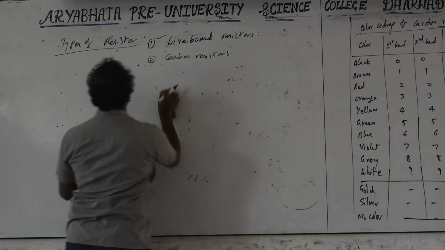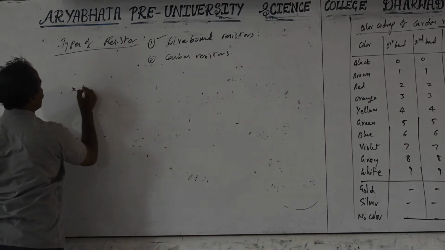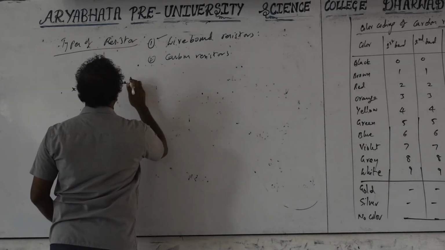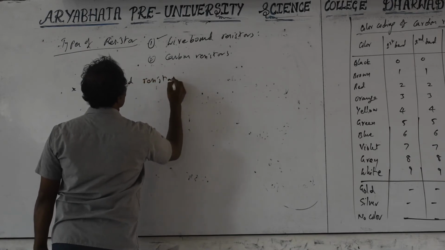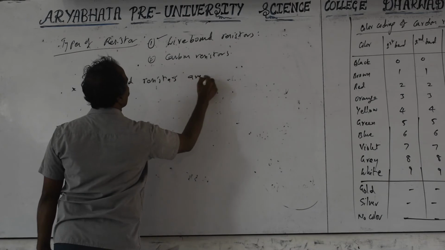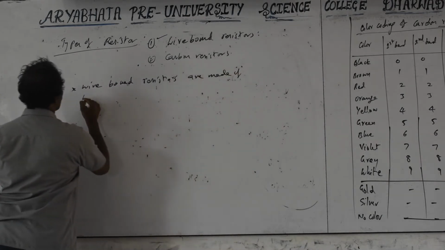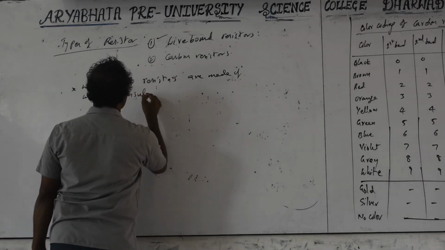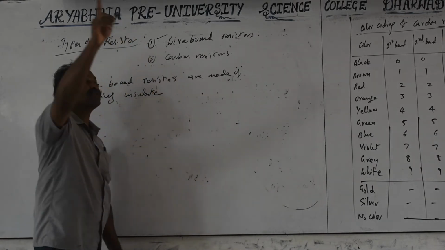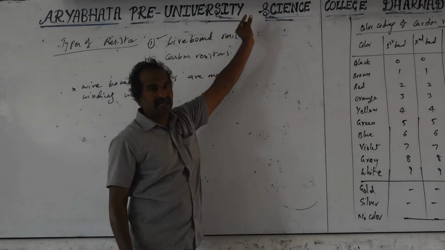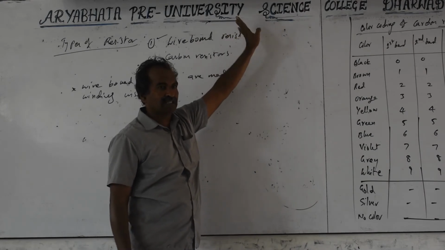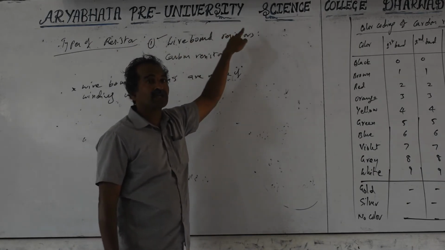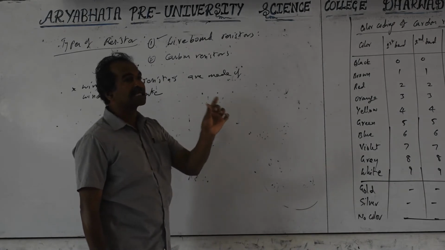Wire bond resistors. Wire bond or winding we can call it. Wire bond resistors are made of winding, insulated. Insulated means the wire has an insulation coating. Take an electric wire. On the surface, what you find is plastic insulation. If you touch it, nothing happens because of the insulation at low voltage. There is no perfect insulator. When the voltage increases to kilovolts, you may get a shock even through the plastic. So in that case, increase the thickness of the plastic.